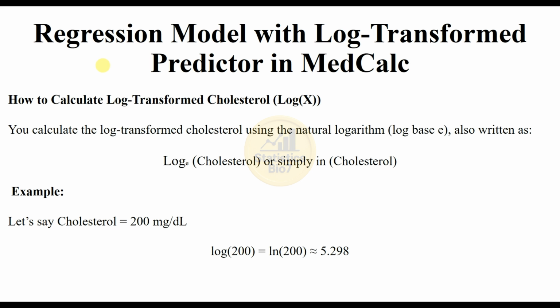How do you calculate the log transformed cholesterol, log X? You calculate the log transformation of cholesterol using the natural logarithm, log base e, also written as log e cholesterol or simply ln cholesterol. Example: let's say the cholesterol level is 200 mg per deciliter. ln 200 is the log transformed cholesterol value, 5.298.